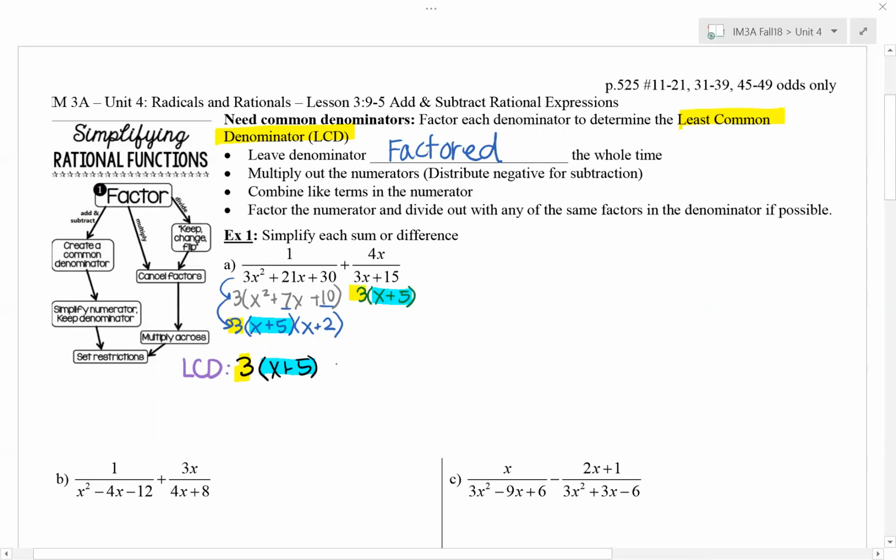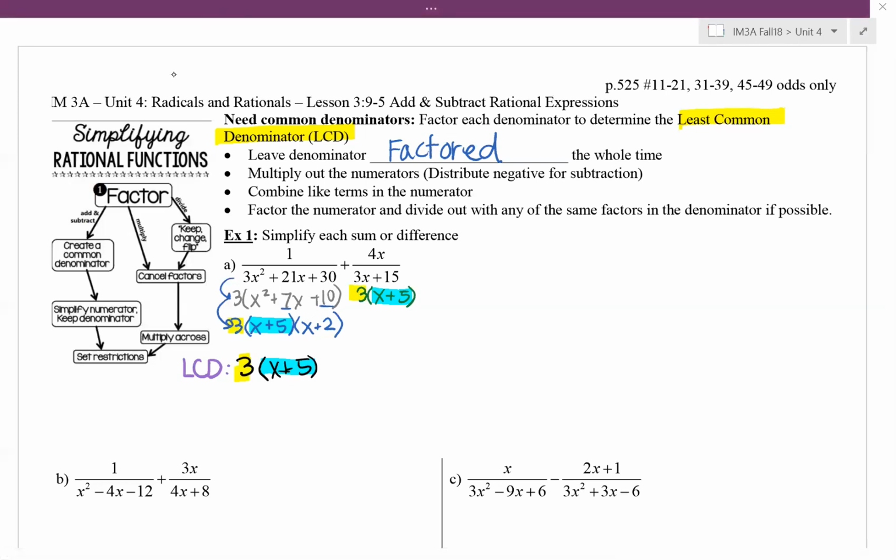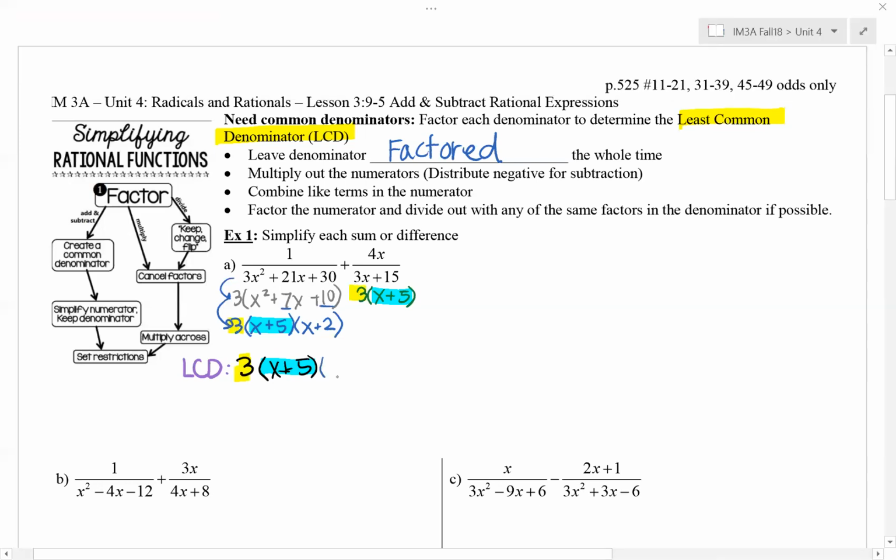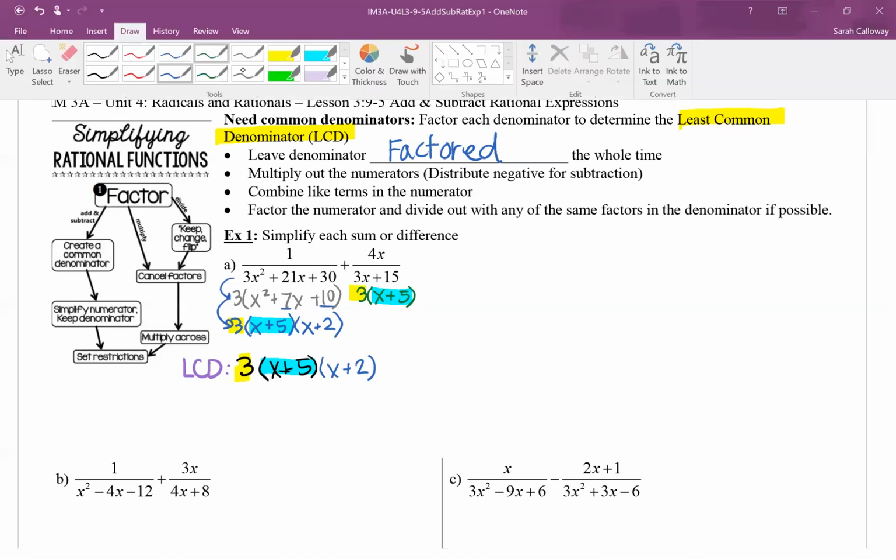And then whatever's left over, those all have to be listed as well. So they shared a 3 and an x plus 5, so that's part of my common denominator. And then the first fraction has an additional factor of x plus 2, so I know that that also needs to be a piece of my LCD. So I have 3 times x plus 5 times x plus 2 as my common denominator, and notice it's actually the denominator of my first fraction.